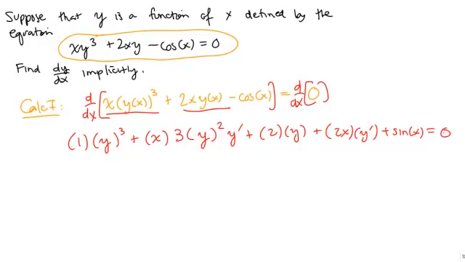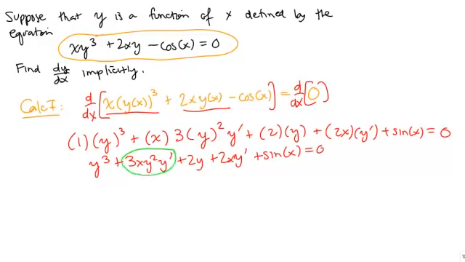So this gave me a giant equation in terms of x's and y's and y primes. Let me clean it up a bit. We get y prime plus 3x y squared y prime plus 2y plus 2x y prime plus the sine of x is equal to 0. Notice that exactly 2 of these pieces have the y prime in it.